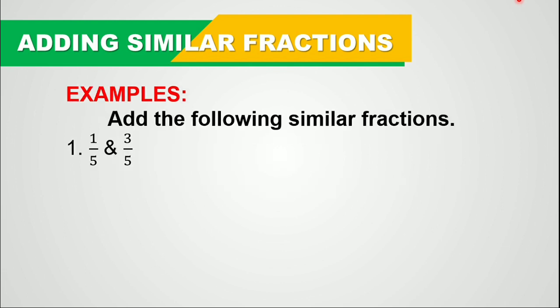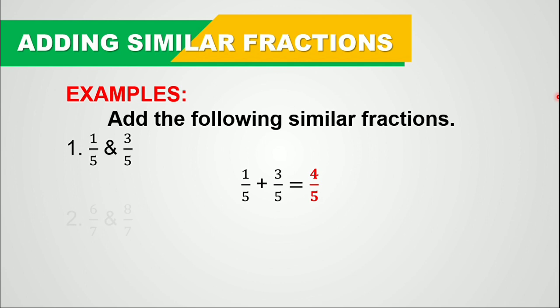For example, add the following similar fractions. You have to add 1/5 and 3/5. So all you have to do is simply copy the denominator, which is 5, and then add the numerators. So 1 plus 3, that is 4. So our answer would be 4/5.